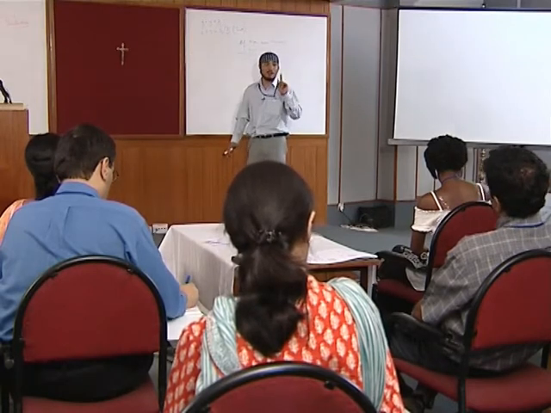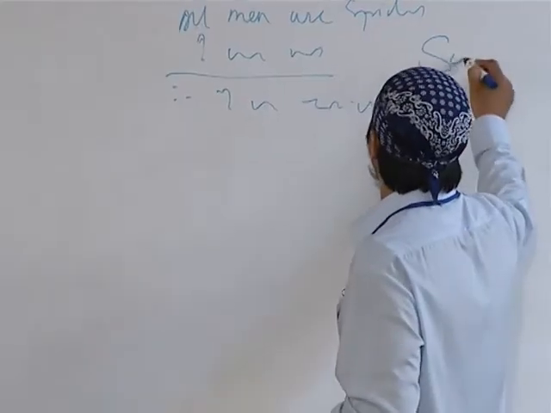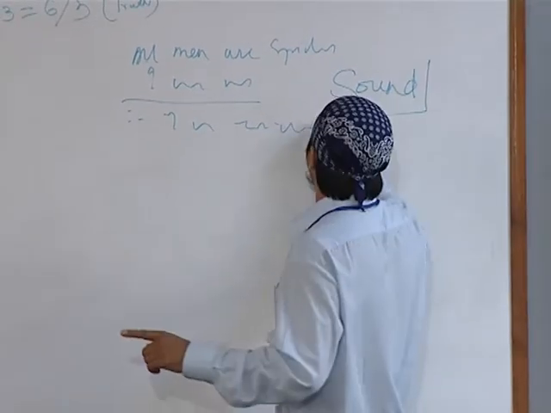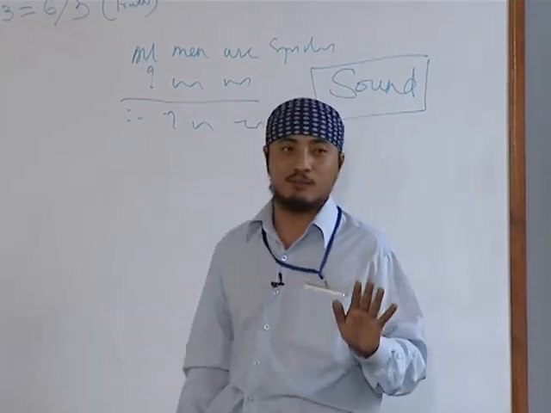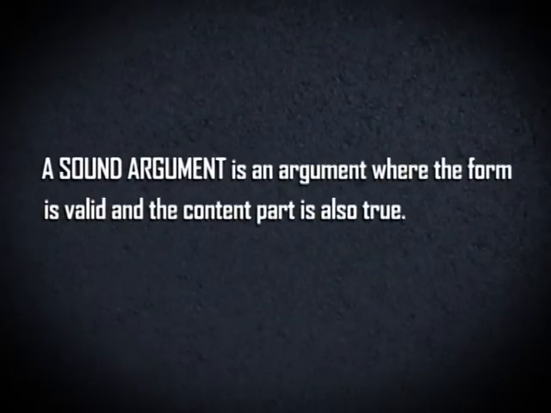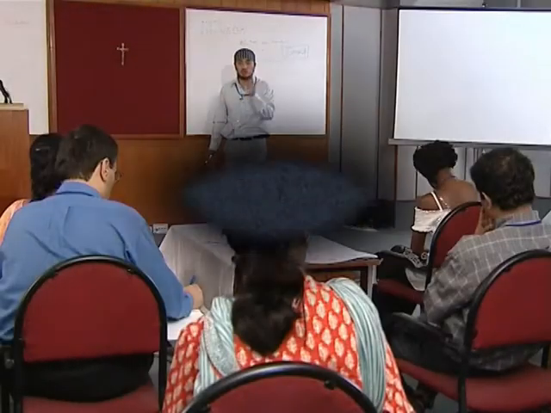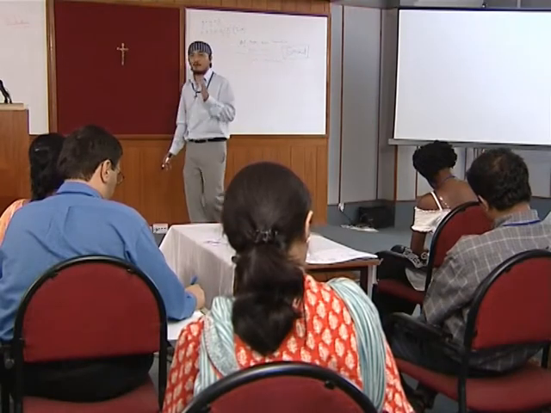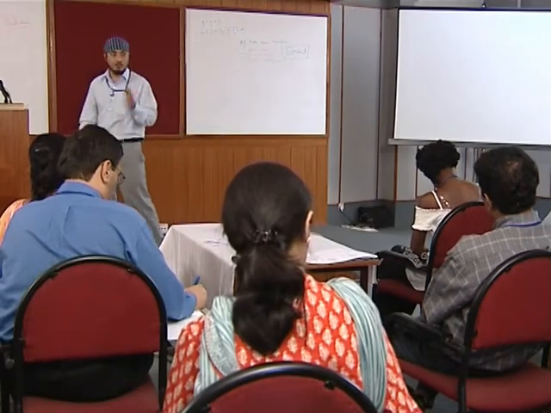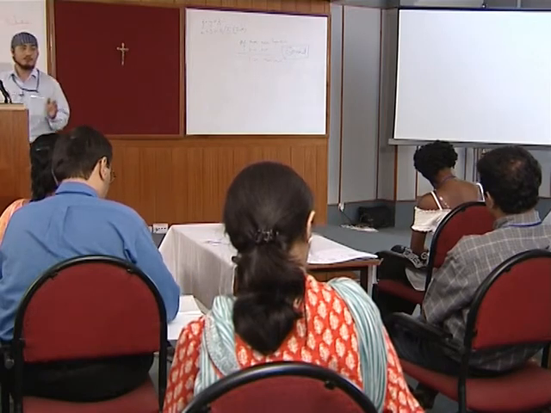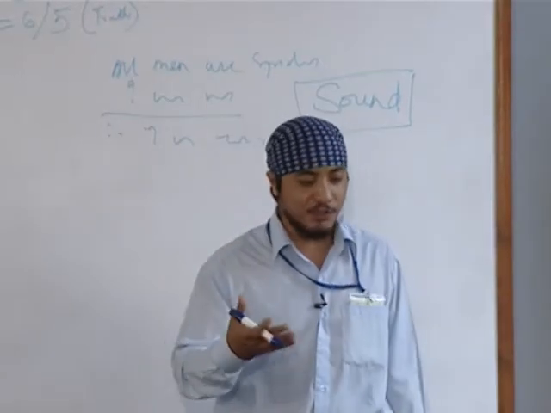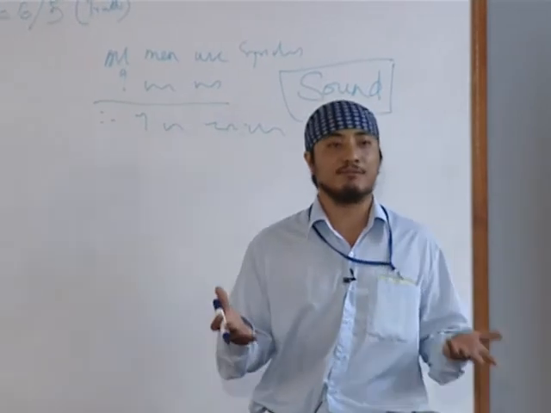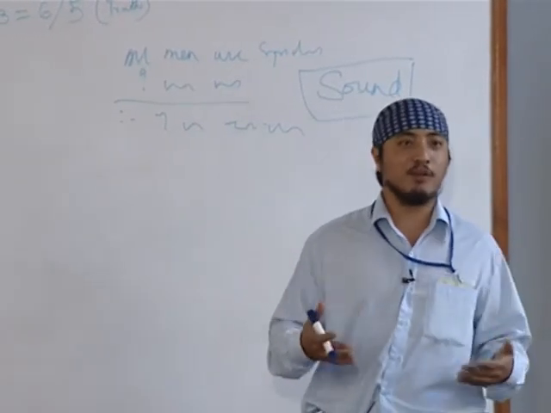So for an argument to be sound, and this is what all of us should attempt to get, a sound argument is an argument where your form is valid and your content part is also true. So when you have true premises and a valid argument form, you will get a conclusion that is true. Is this clear? The next question now is, how many forms of arguments do we have?